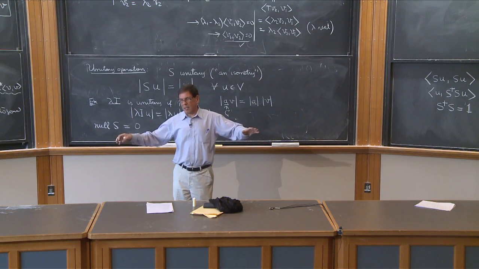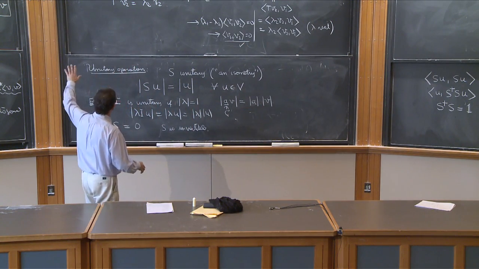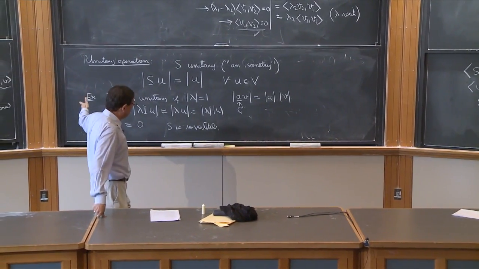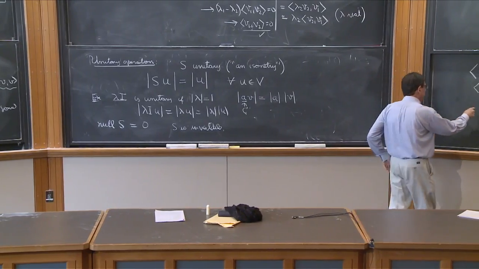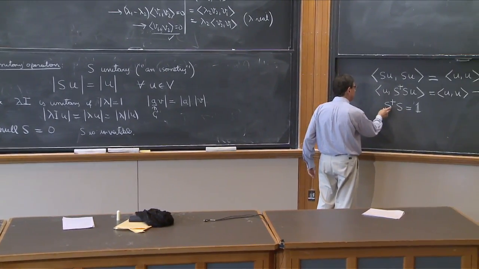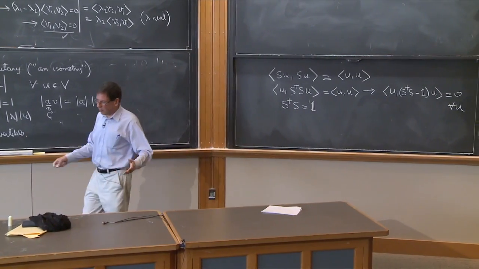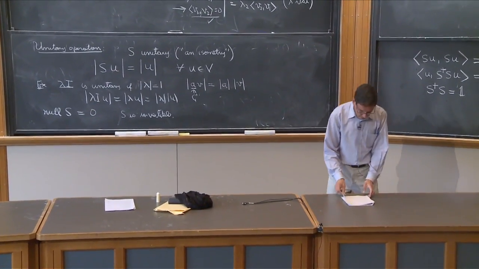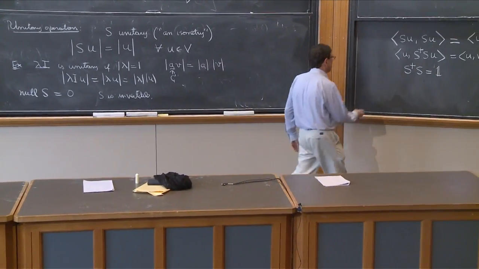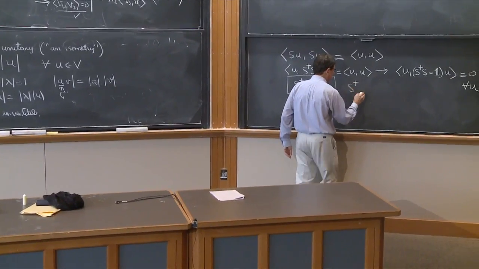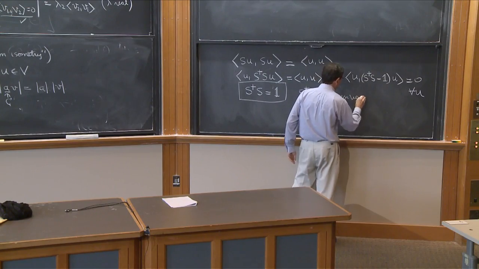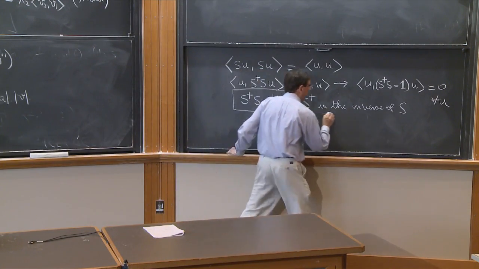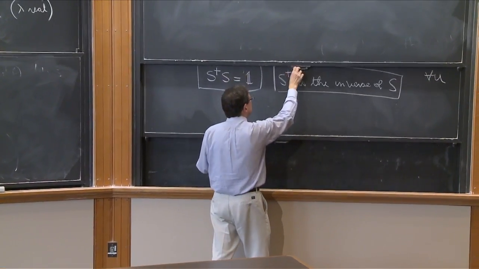I will not go into the subtleties of what steps in all these things I'm saying are true or not true for infinite dimensional operators, infinite dimensional vector spaces. So I will assume, and it will be true in our examples, that if S dagger is an inverse from the left, it's also an inverse from the right, and perhaps everything is true for infinite dimensional vector spaces, but I'm not 100% positive. So S dagger is the inverse of S, and that's a pretty important thing.